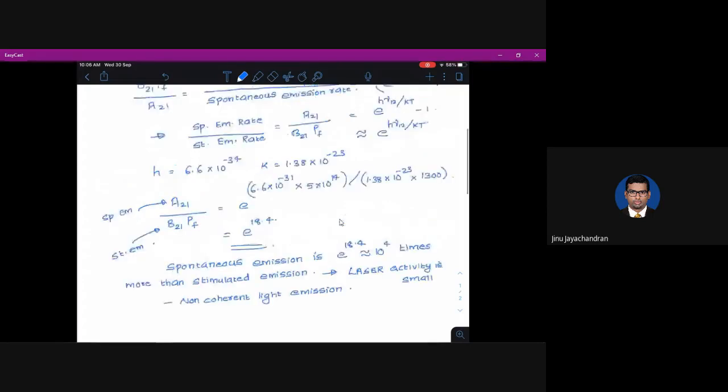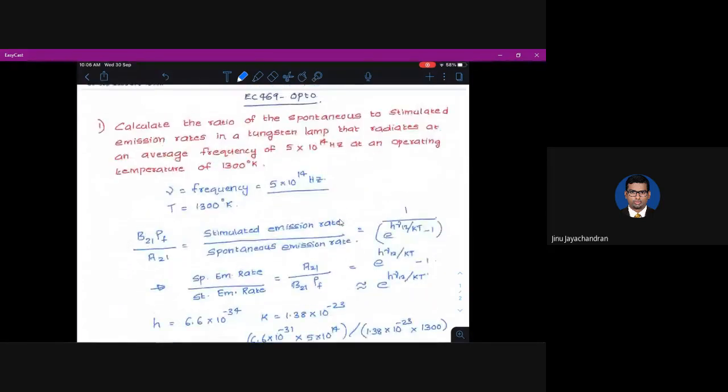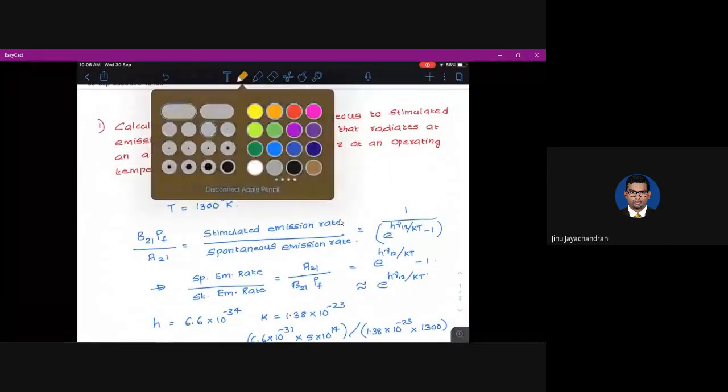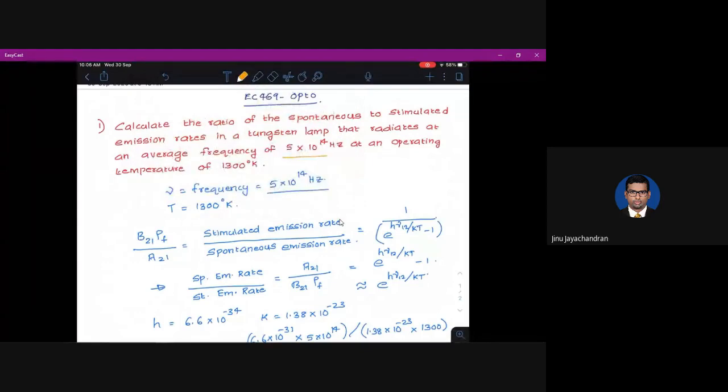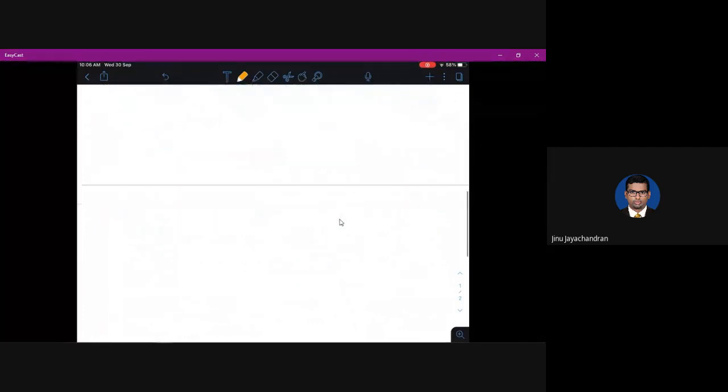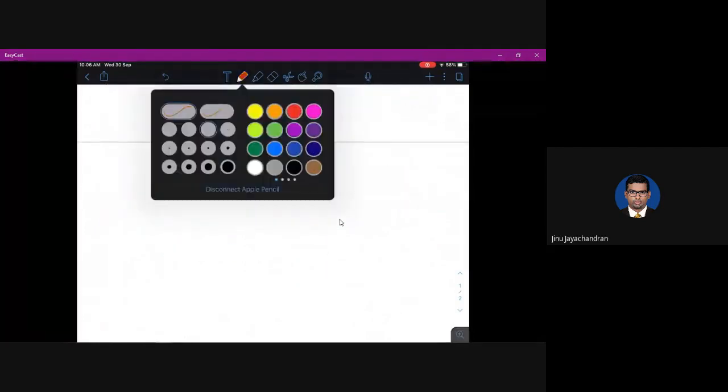So if you know only the average frequency that is being emitted, which in this case is this one, and the operating temperature, you can find out whether you are having lasing activity or spontaneous emission. Okay, so this is regarding the Einstein relation. Let's do another problem.